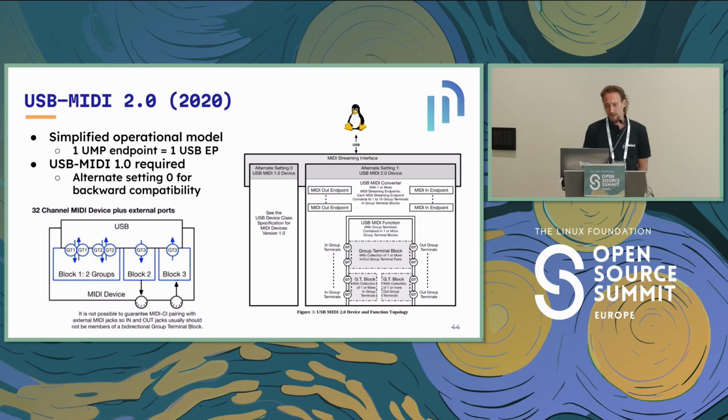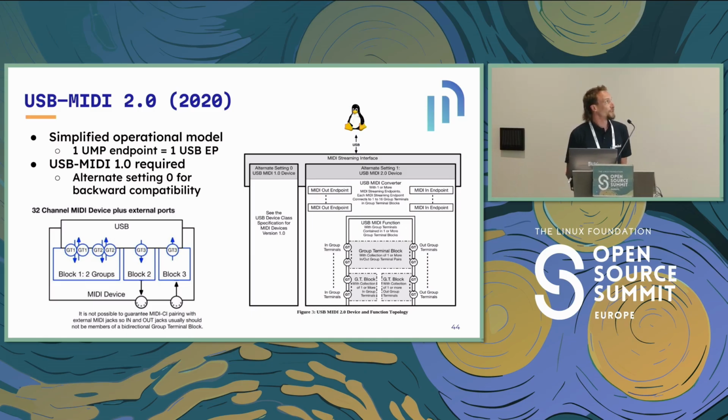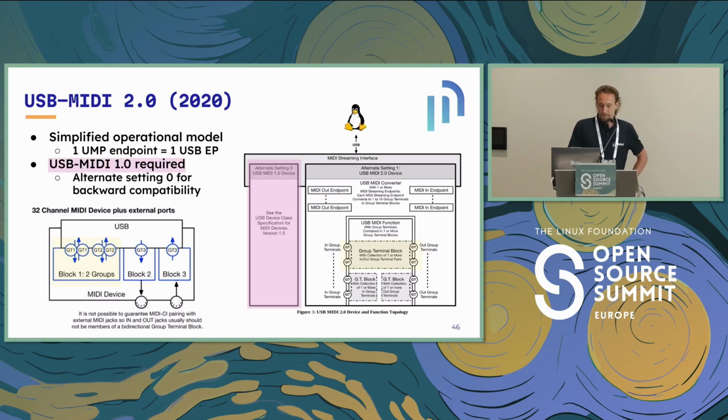Anyway, the spec requires that you still have on alt setting 0 in USB a USB MIDI 1.0 interface declared for backward compatibility. So if we want to now have the things that are described, we have now the concept of group terminal blocks, which are mapped to the UMP functional blocks. It's pretty much interchangeable in that manner.